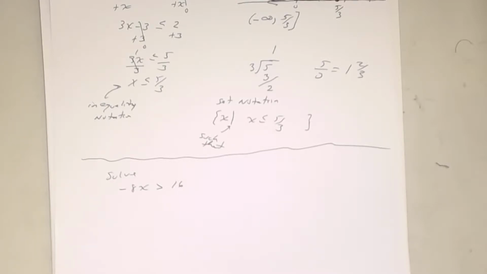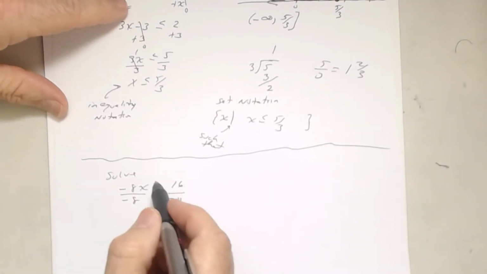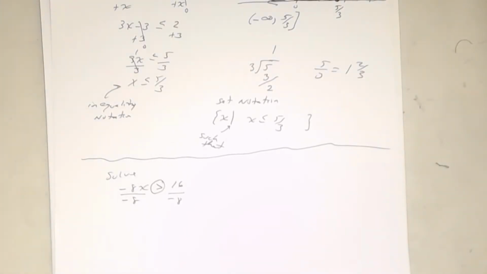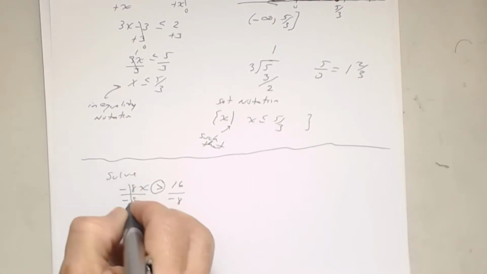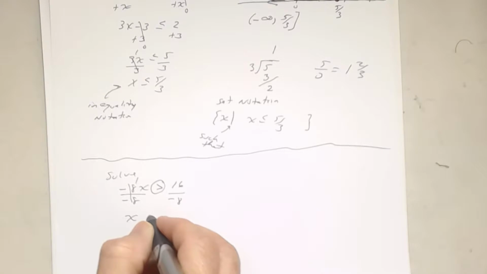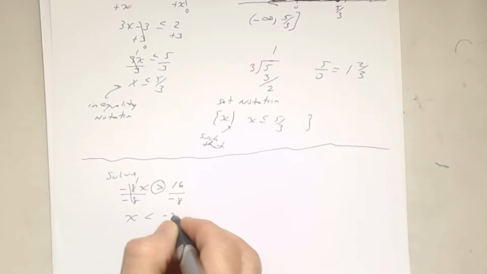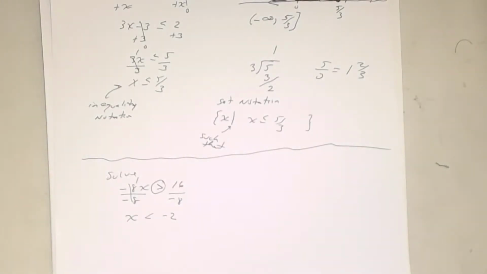That's very good. So whenever you multiply or divide both sides of an inequality by a negative number, you reverse the inequality symbol. That was the last idea we talked about. So in this case, I'm dividing both sides by -8. It is an inequality, so I'm going to circle this inequality symbol to remind myself to reverse it. So -8 divided by -8 is 1. So therefore, all of my solutions have to be what? Less than -2. 16 divided by -8 is -2.